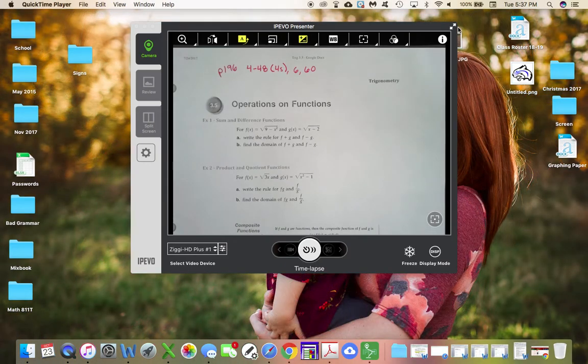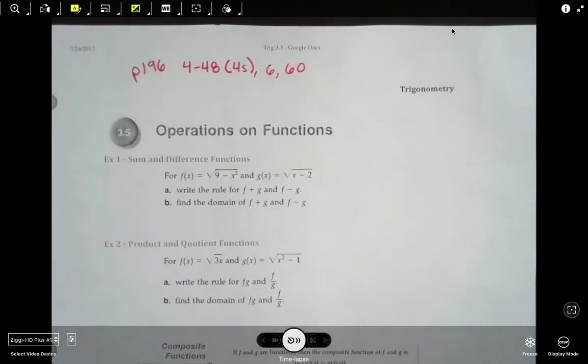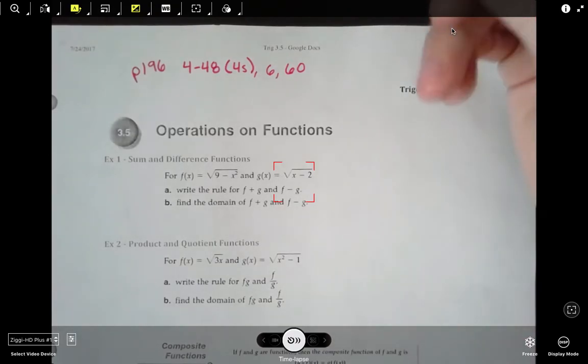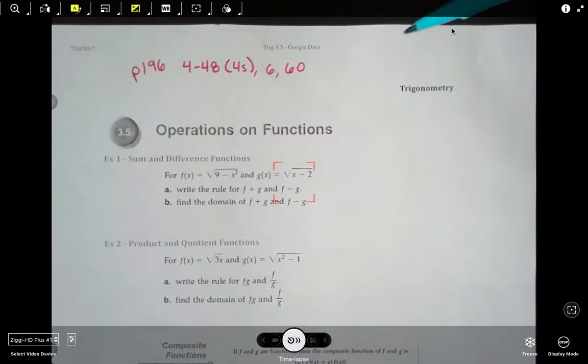All right, guys, this is section 3.5 of Trig, operations on functions. The first half of this is going to be really pretty easy. The second half has kind of a little bit of a trick to it. Homework for this section is right up here at the top of the page. It's also posted on Google Classroom.